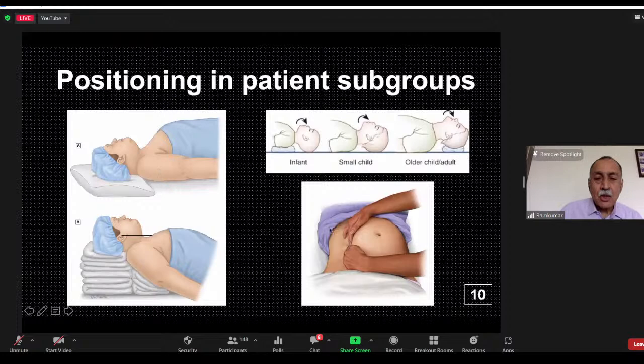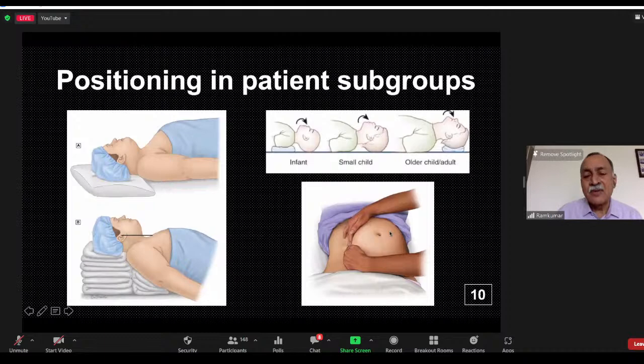Coming to the lower right diagram, you have an obstetric patient, and here an assistant is displacing the gravid uterus to the left side, taking the gravid uterus off the inferior vena cava and avoiding what is called aortocaval compression syndrome.